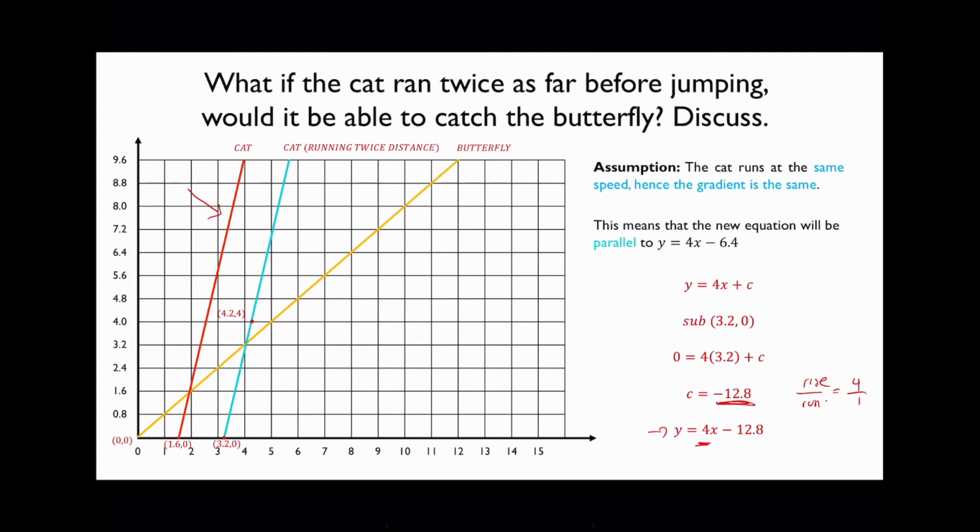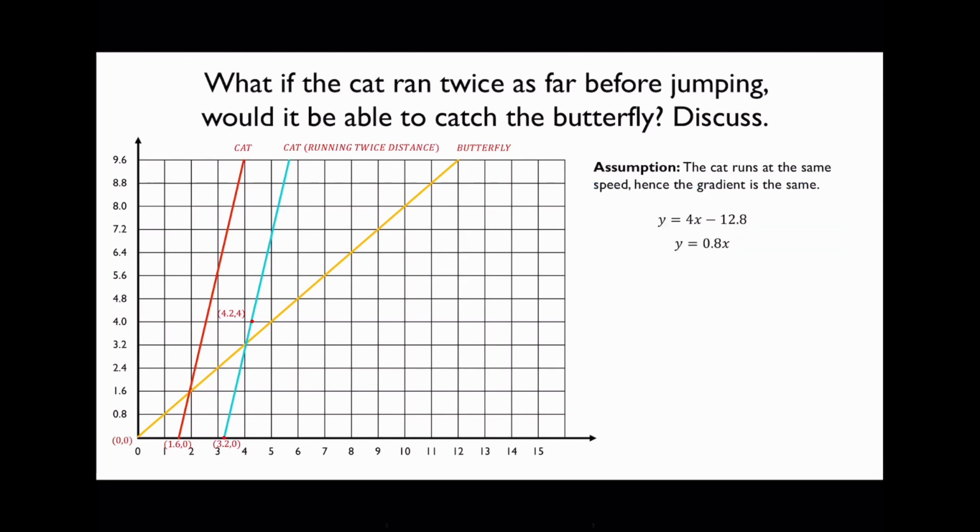Now that I've drawn the line, you can clearly see that the point of intersection is going to be a bit different. I'm going to use simultaneous equations to solve accurately what the point of intersection is going to be. Using the substitution method, you're going to get the point 4, 3.2.